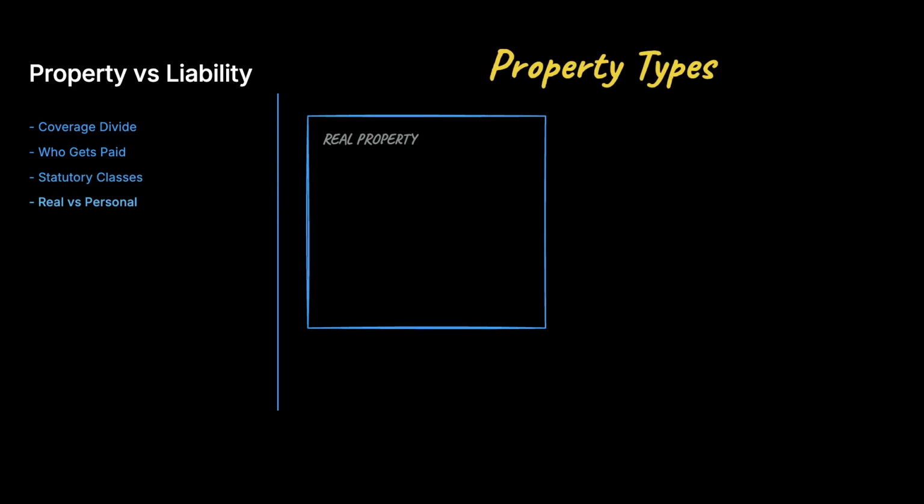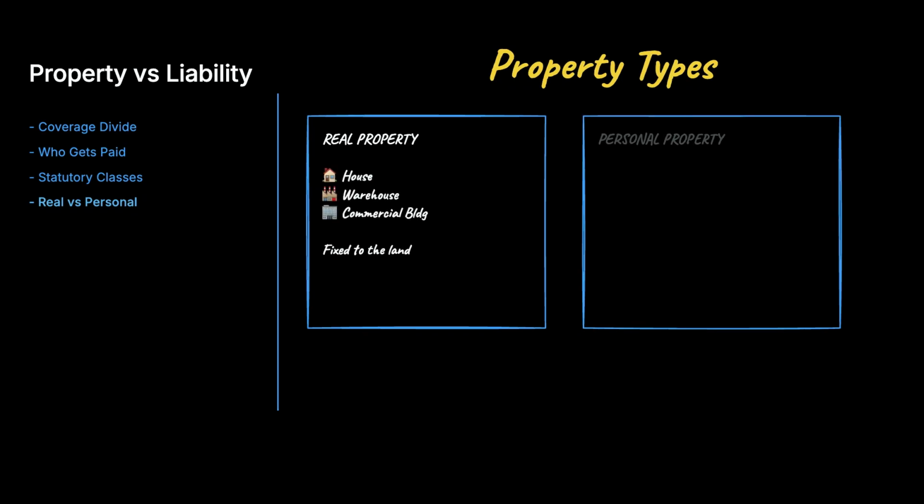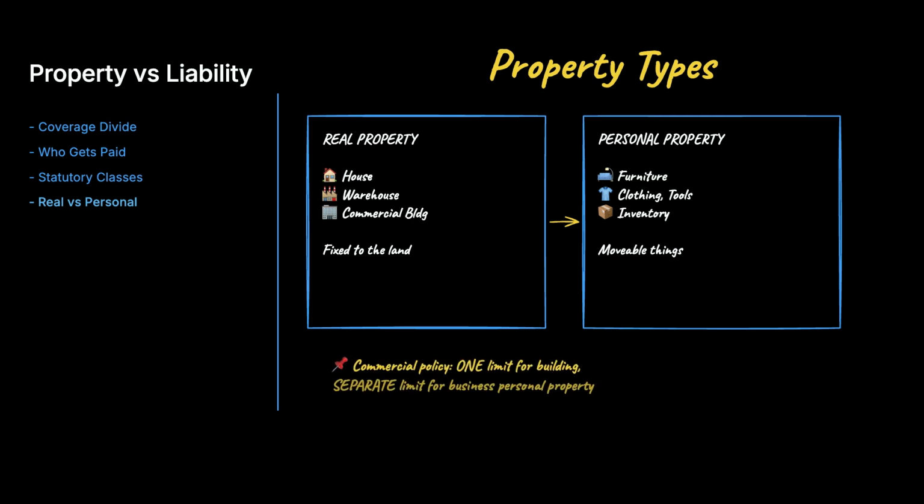Property itself splits into two buckets the exam tests constantly. Real property means permanent structures, the house, the warehouse, the commercial building, anything fixed to the land. Personal property means movable things, furniture, appliances, clothing, tools, inventory. A commercial policy carries one limit for the building and a separate limit for business personal property.